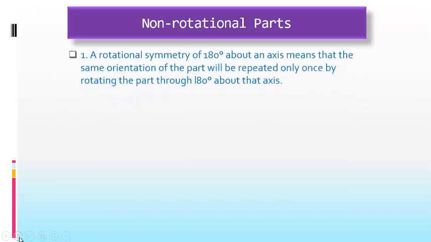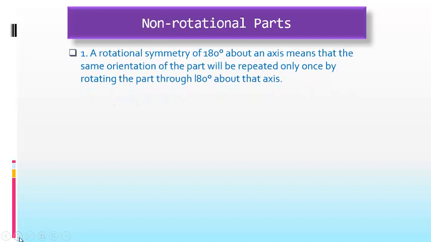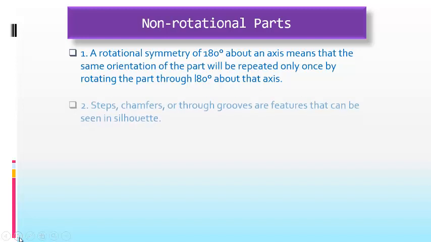A non-rotational part, again, a rotational symmetry of 180 degrees about the axis. That means it is 180 degrees about the axis, meaning that the same orientation of the part will be repeated only once by rotating the part through 180 degrees.